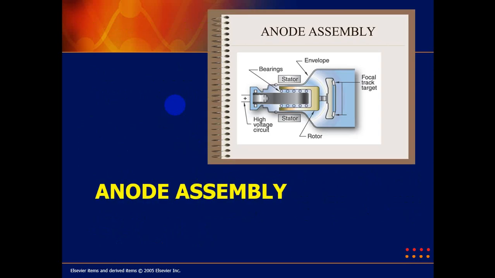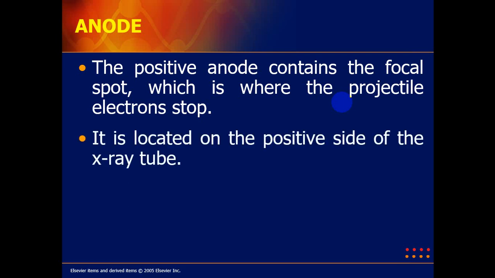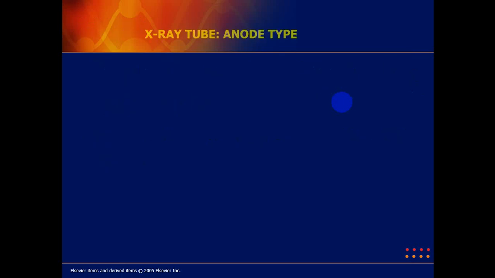So, tapos na tayo sa cathode assembly. Now, dito tayo sa anode assembly. Dito sa anode assembly, manggagaling ang X-rays na papasok sa patient. That will create the image. And doon naman sa cathode, doon magpuproduce ang electrons papunta sa anode to produce the X-ray. So the positive anode contains the focal spot, which is where the projectile electrons stop. So it is located on the positive side of the X-ray tube.